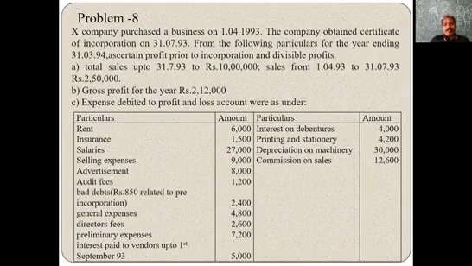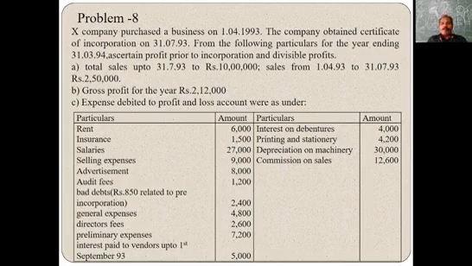General expenses, director fees, preliminary expenses, interest paid to vendor up to 1st September 93. That means we make some adjustments. Then interest on debentures, printing and stationery, depreciation on machinery, commission on sales. So these are all the expenses given in the profit and loss account.